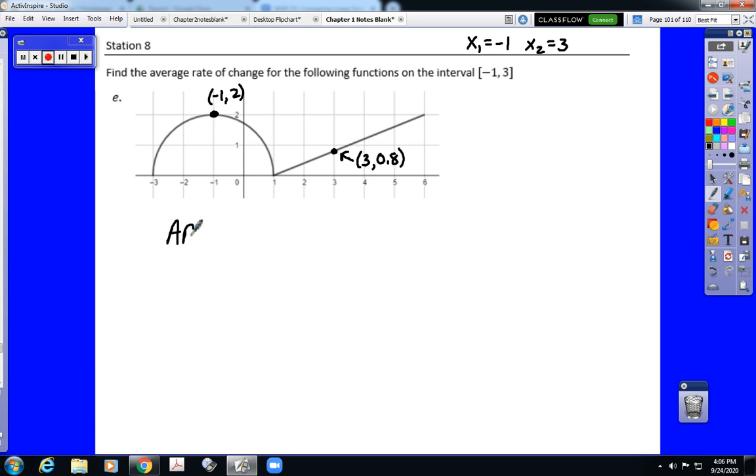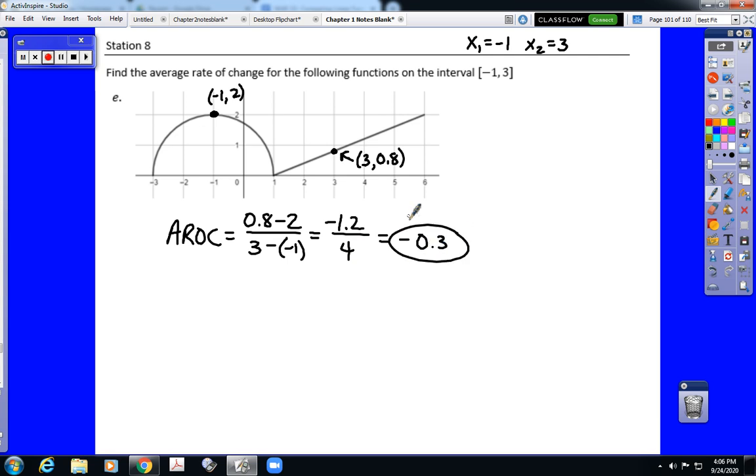That means that the average rate of change is y2 minus y1 over x2 minus x1. That would be negative 1.2 divided by 4, which would be negative 0.3, or -3/10.